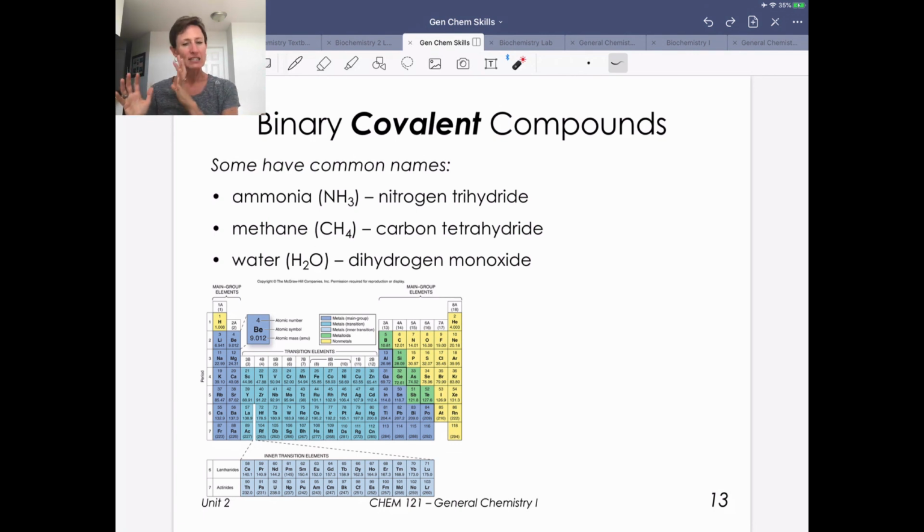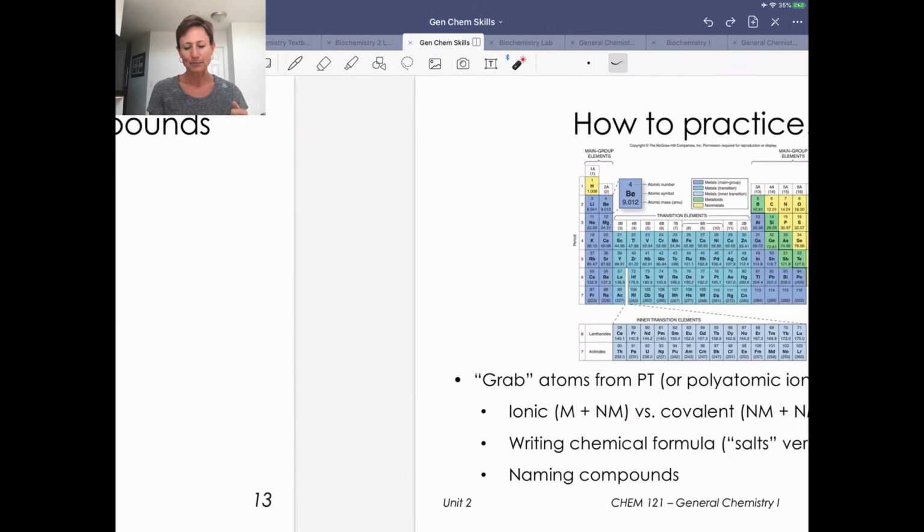So we've got a systematic formal name, but a lot of these compounds are going to have common names. As we encounter these molecules in our course, I'll make sure to let you know the ones that you need to know common names for. Here are three of them: ammonia, methane, and water. I want you to know not only how to name them systematically, but how to name them from the common name sense.